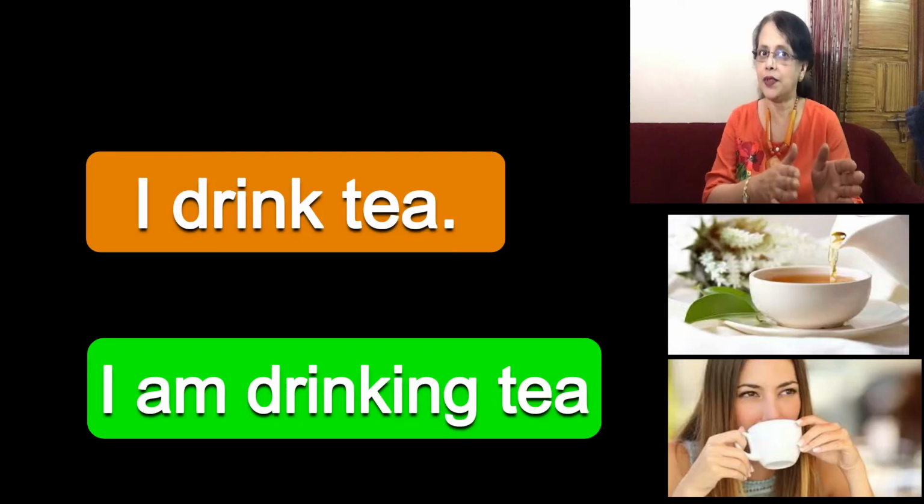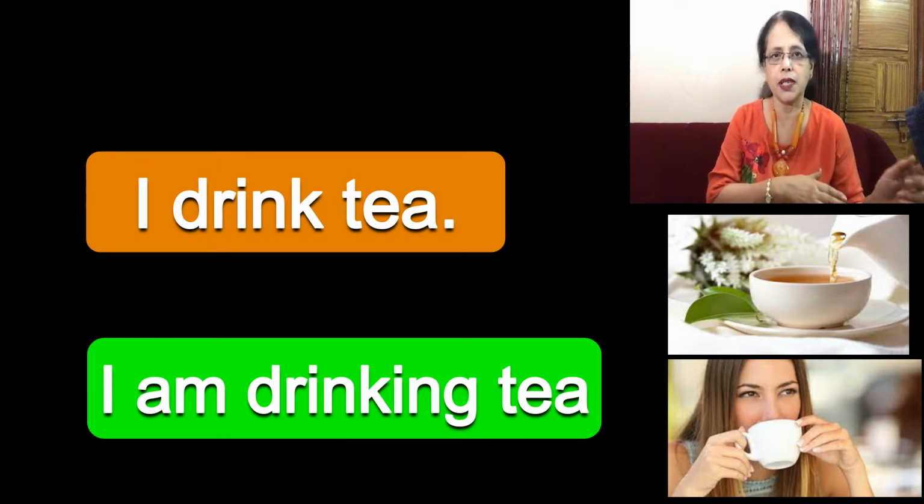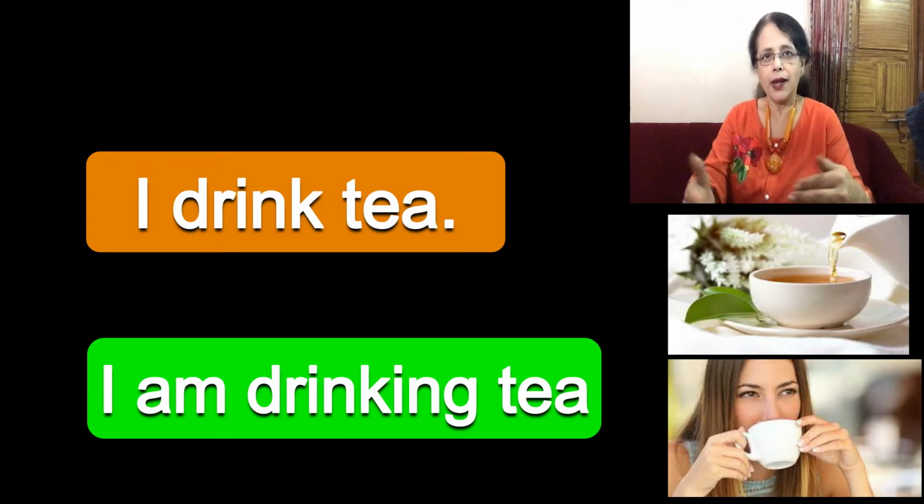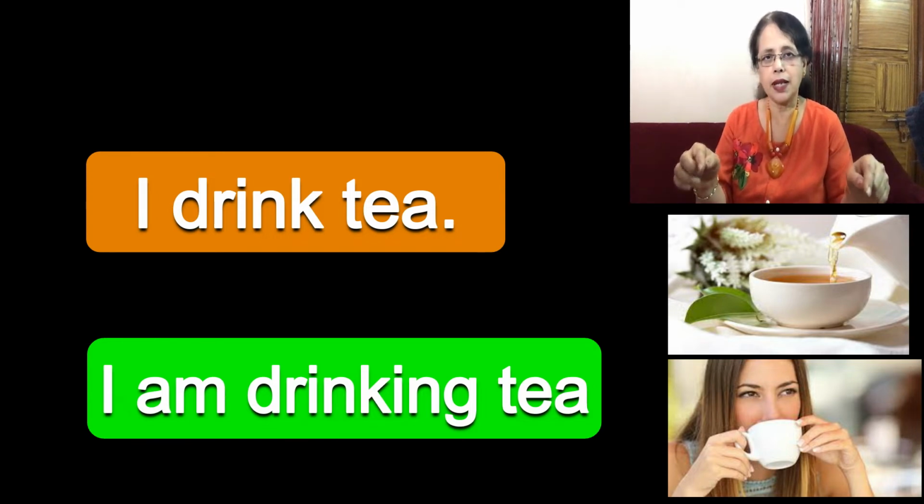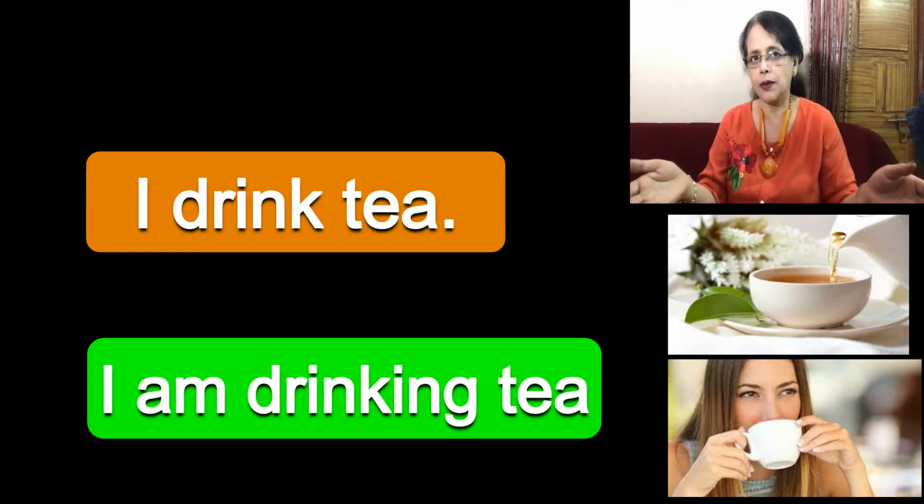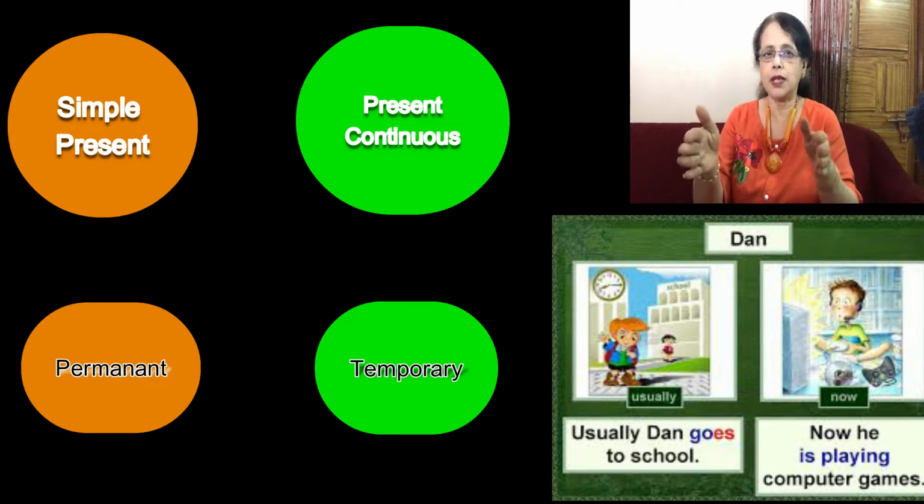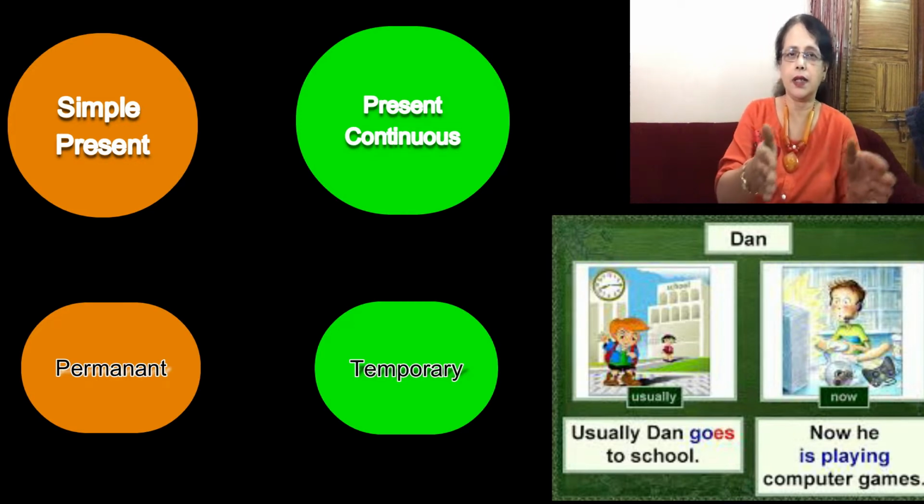So, any action that refers to something that is happening at present, at this moment, is supposed to be in the present continuous tense. Suppose I say, I drink tea. I drink tea is different from I am drinking tea. I drink tea talks about everyday habit, like every day when I get up, I drink tea. But if I say I am drinking tea, it means that at this point of time, I am drinking tea. Maybe after some time, I might drink coffee. So this is the difference between simple present tense and present continuous tense.